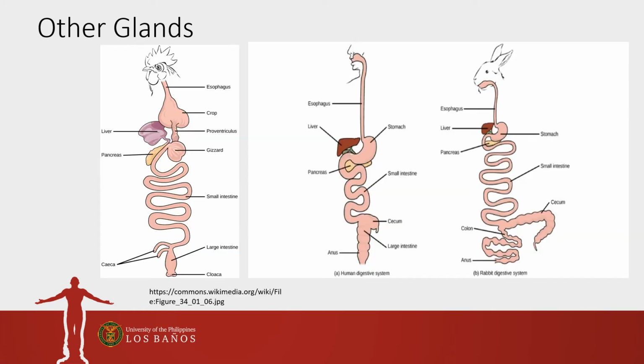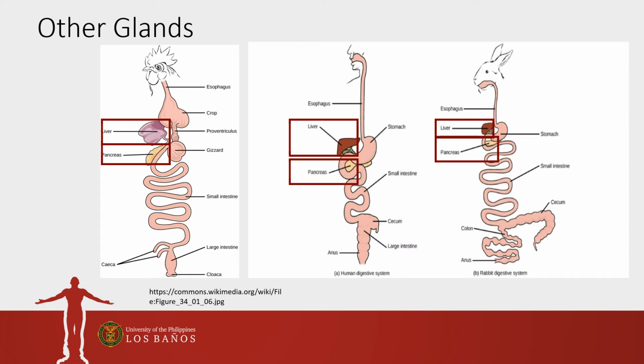Other glands of the digestive system include the liver, which secretes bile and emulsifies fats, and the pancreas, which produces enzymes and hormones. Their products are usually released into the anterior portion of the small intestine.